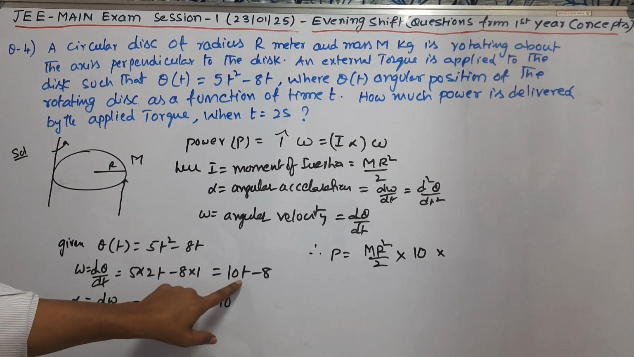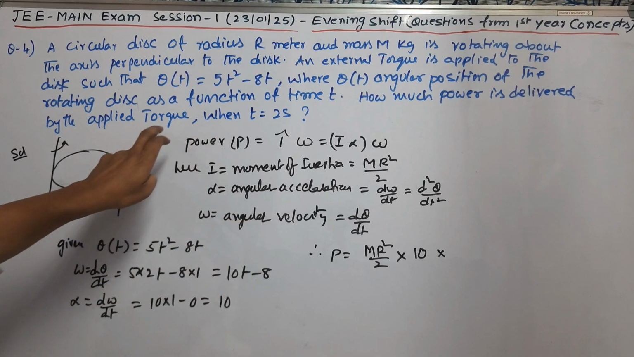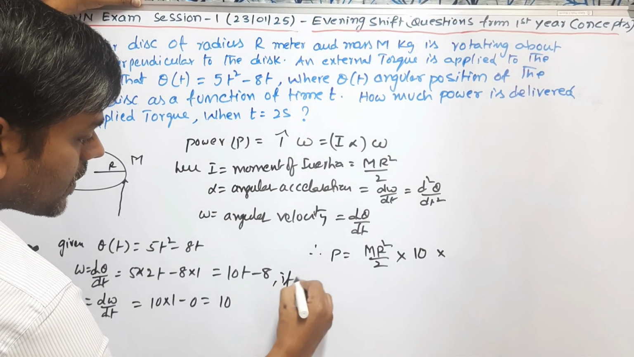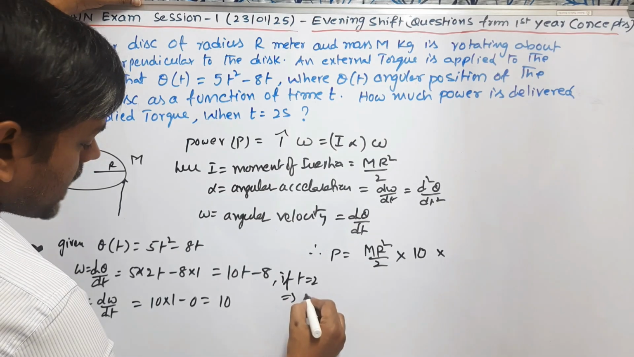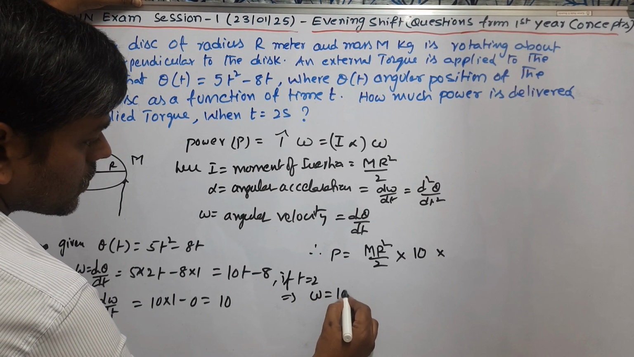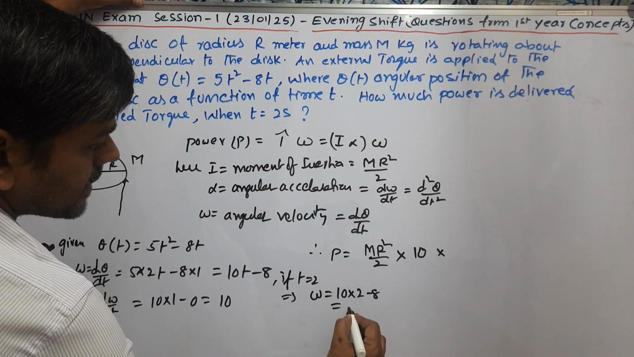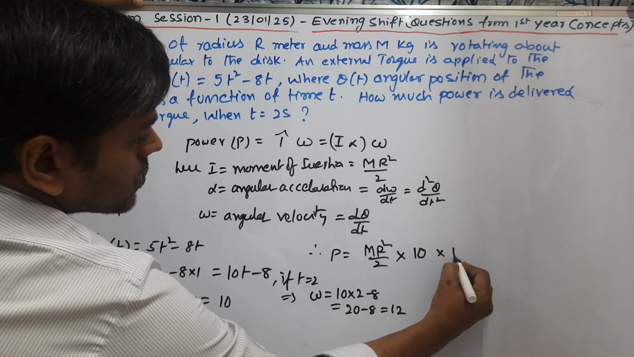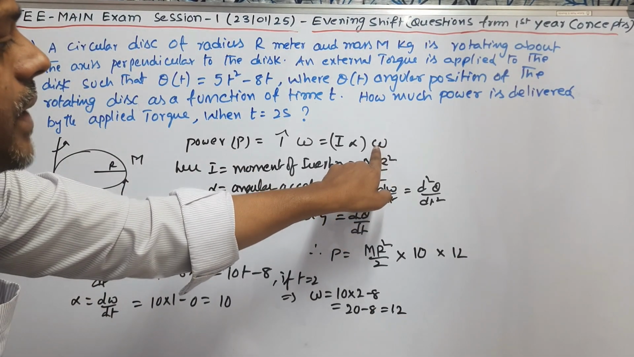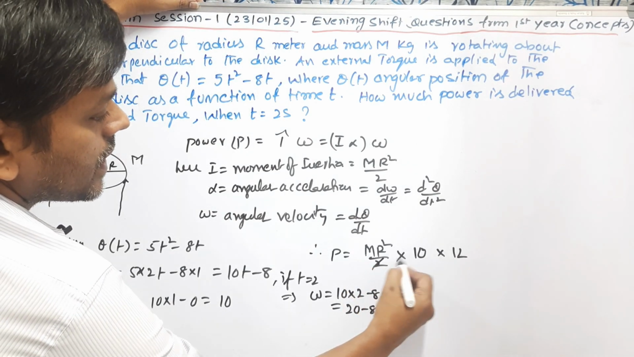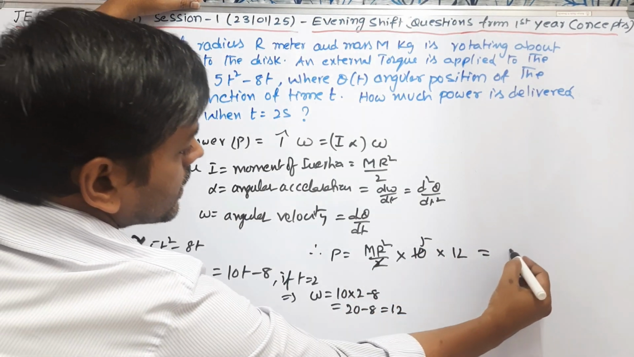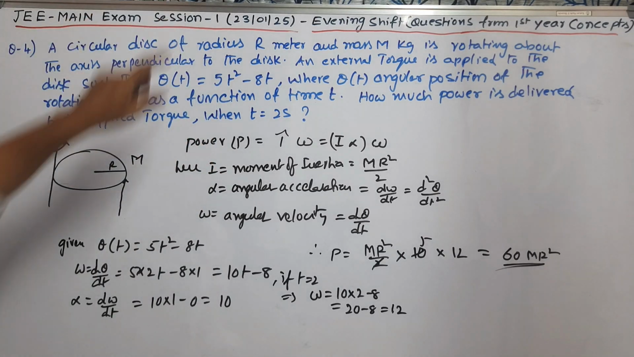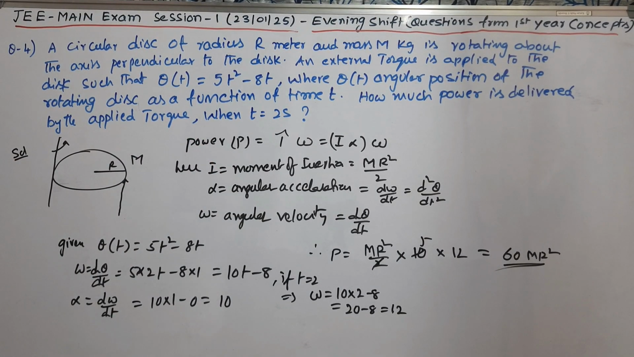Omega is the angular velocity, 10t minus 8, and you can calculate it when time t is equal to 2. If t is equal to 2, that implies omega is equal to 10 into 2 minus 8, which is 20 minus 8, equal to 12. So into 12, omega is equal to 12, 2 1 ja, 2 5 ja. That means 60 m r square. So this is the answer for this question.